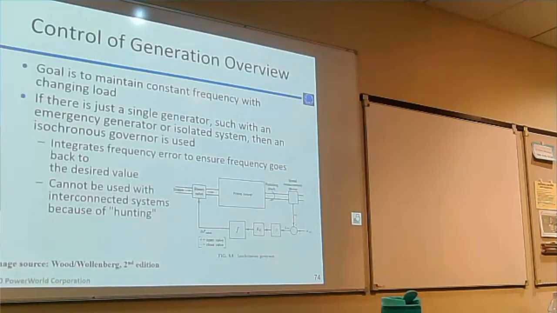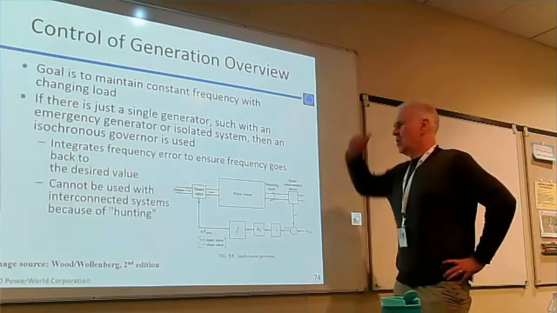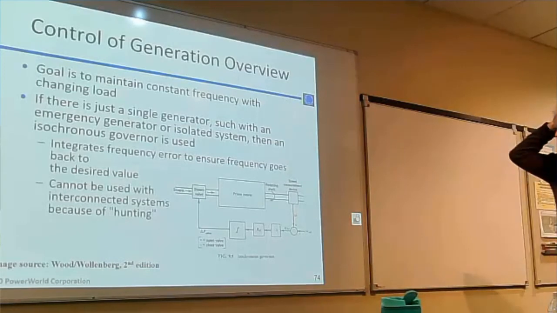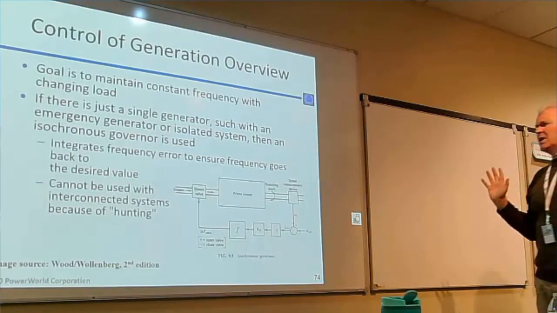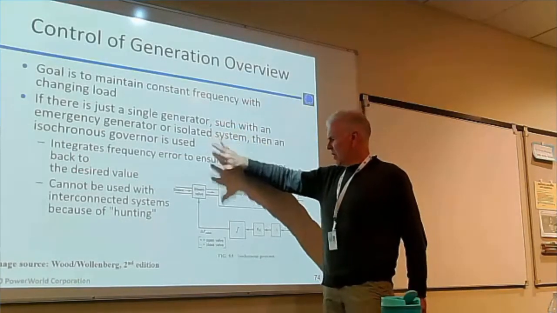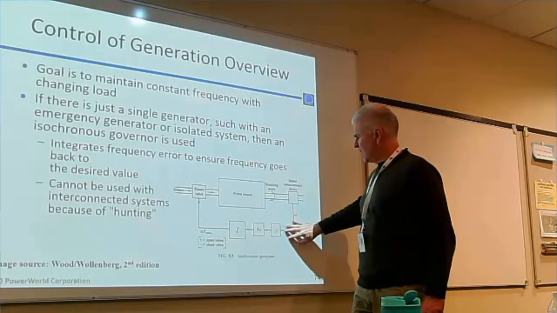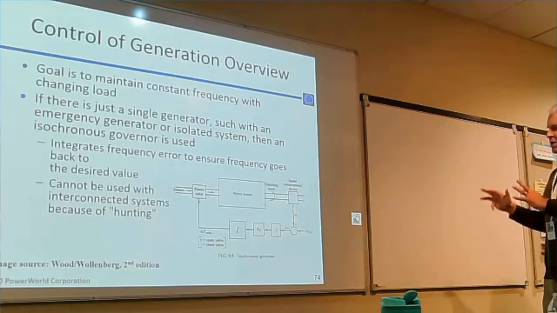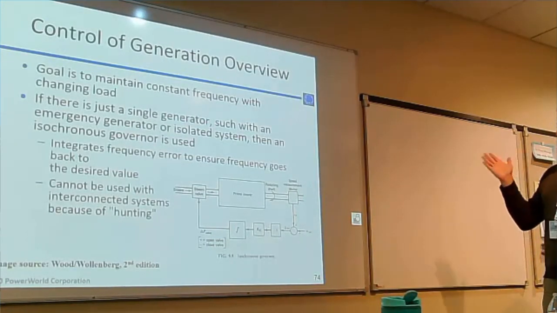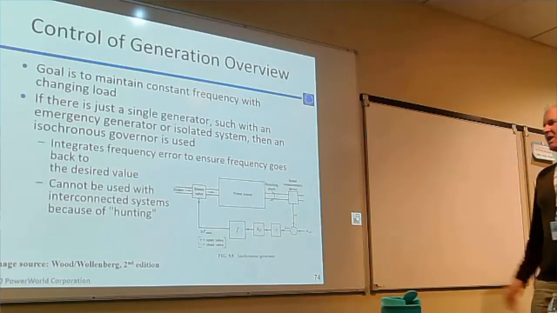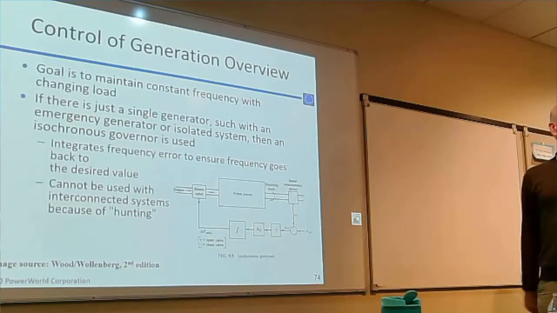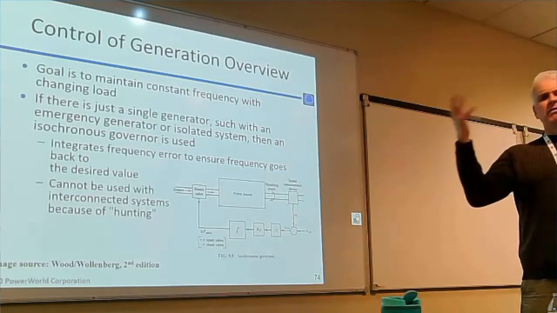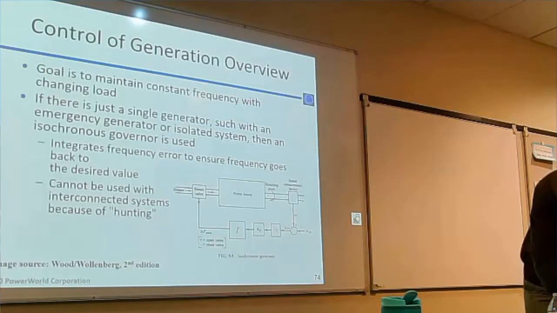Okay, so in looking at the block diagram for controlling generation, the goal is to maintain constant frequency with changing load. If you just had a single generator, then you could implement what's known as an isochronous generator. An isochronous generator is one where you're going to integrate the frequency error and drive it to zero. So anytime in a control system you're integrating something, you're going to drive its ultimate error to zero. Isochronous means ISO is same and Chronos is time. So that drives the system frequency back to 60 hertz. And if you had a single backup generator, that would be a good thing to do.